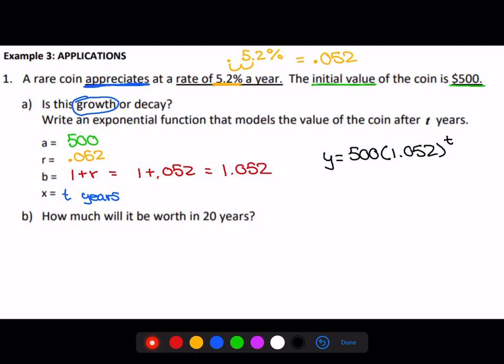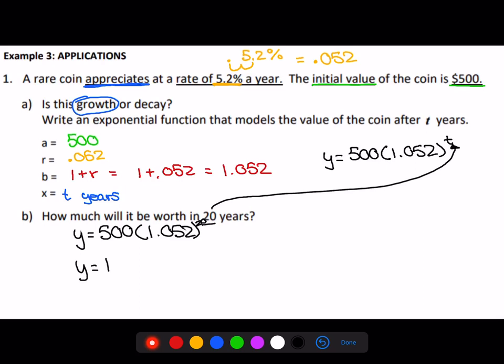Next, we want to know how much the coin will be worth in 20 years. So I just plug 20 in for x. So 20 years gets plugged in for x, and in this case, it's the variable t. So we have y is equal to 500 times 1.052 raised to the 20th power. If I plug this into a calculator, we get y is equal to $1,378.11. And that is our answer.